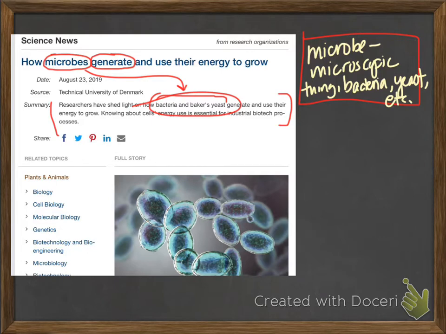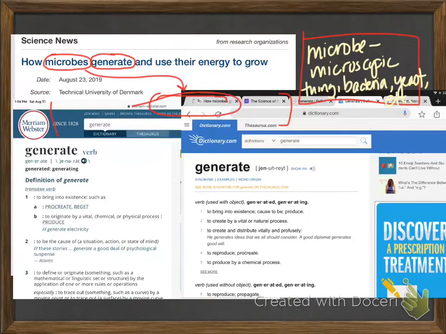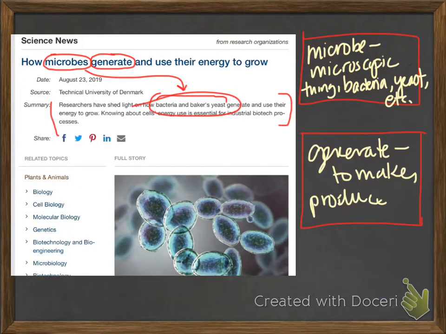Oh, I forgot to look up generate. Okay. So my 2 dictionaries for generate gave me: to bring into existence, to procreate or beget, to originate by a vital chemical or physical process, to be the cause of, or to define or originate something. That's Merriam-Webster. Dictionary.com gets me: to bring into existence, to cause to be, to produce, to create and distribute, to reproduce, or to produce by a chemical process. Okay. Looking at those 2, and I don't think I have to scroll down any, I think I get this. To make something. To generate, to make, or produce.